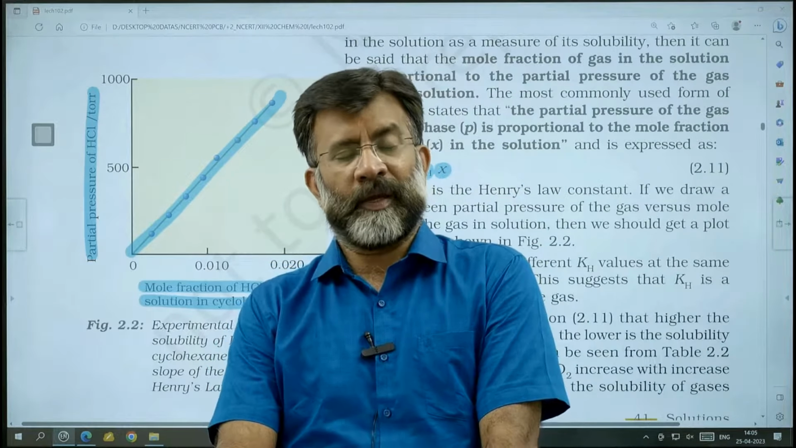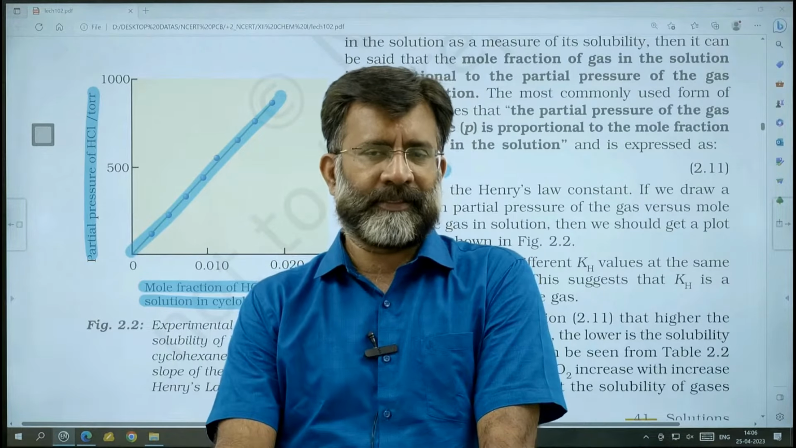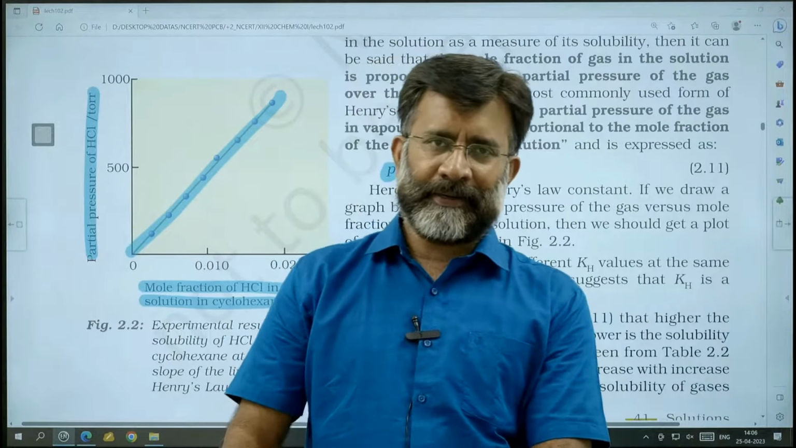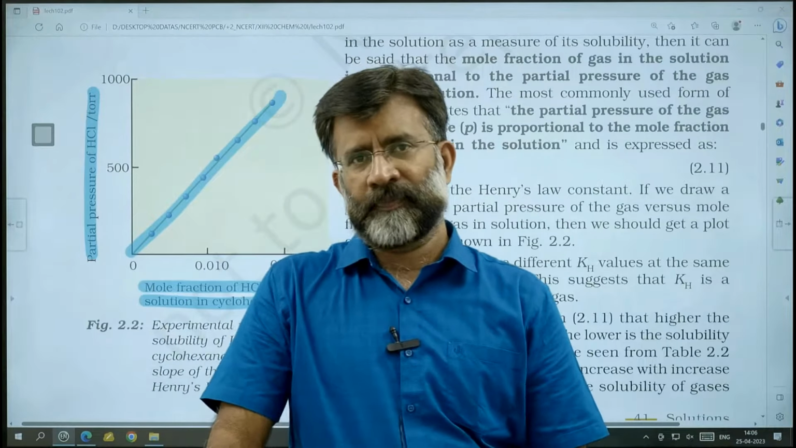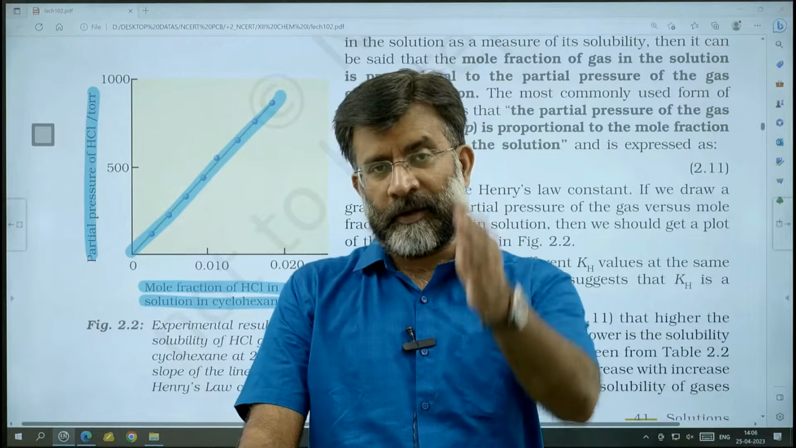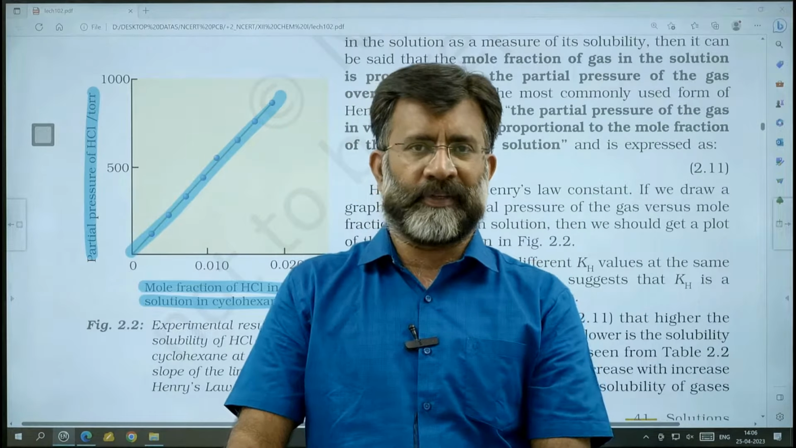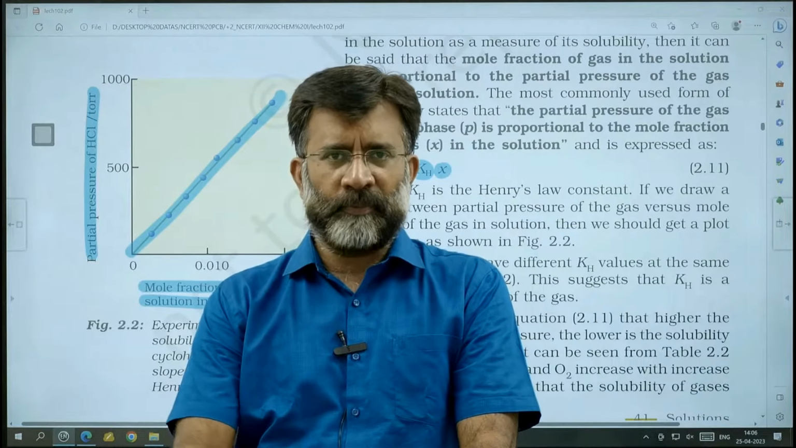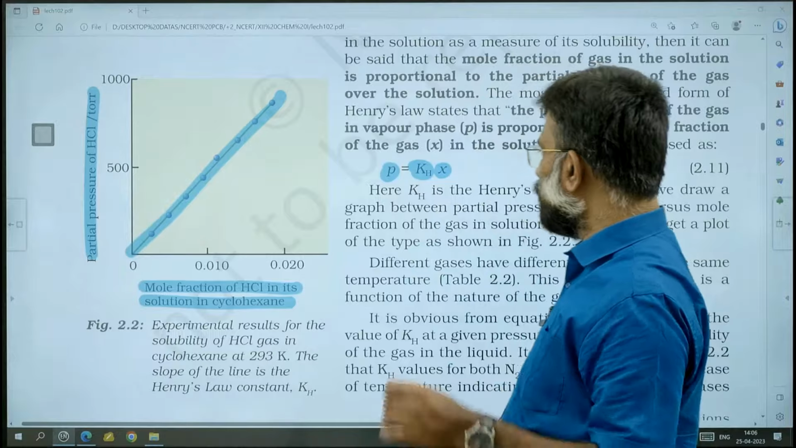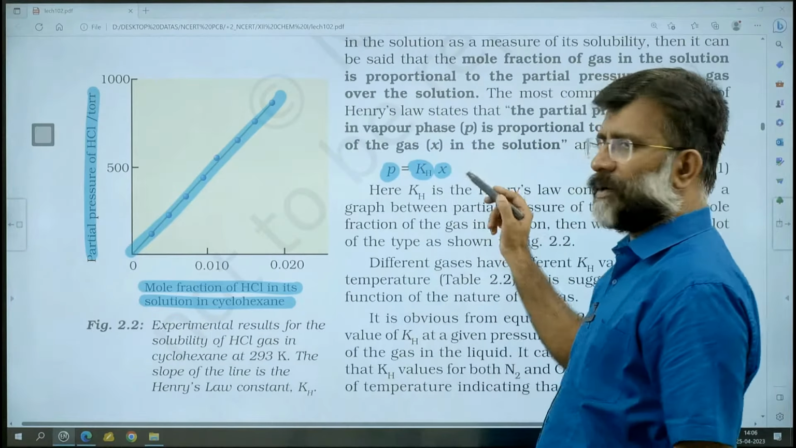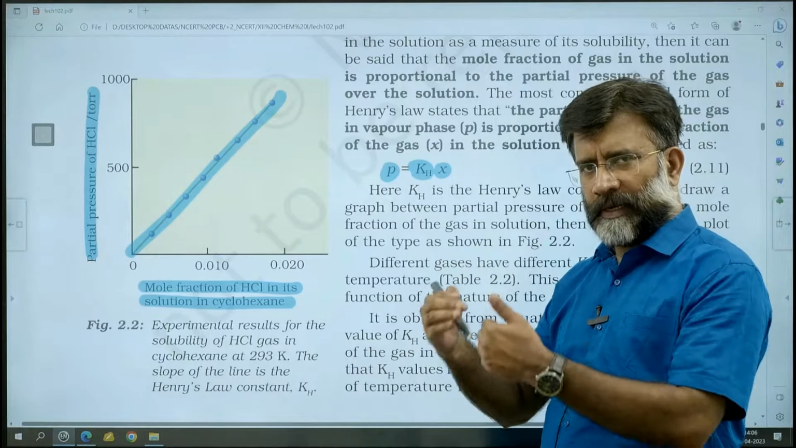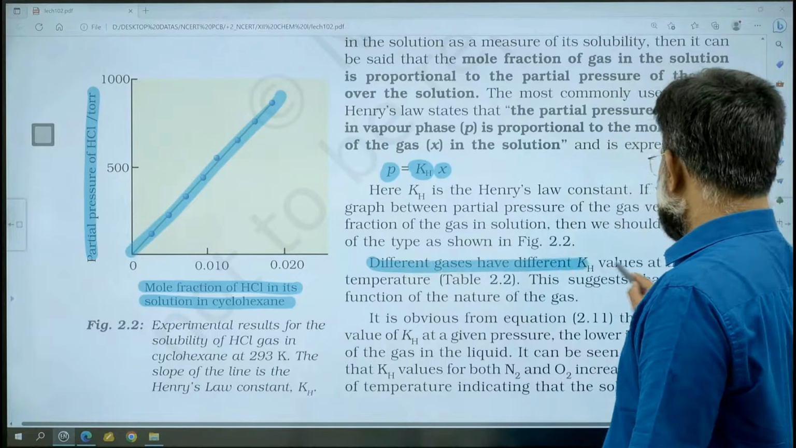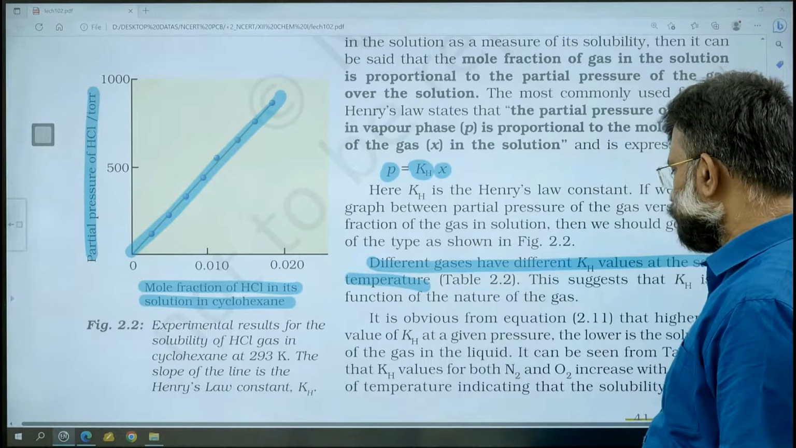Henry's law constant depends on the gas. For different gases, we can have different values of Henry's law constant. The greater the Henry's law constant, the lower the solubility of the gas. A gas with a higher Henry's law constant is found to be less soluble. It's very simple to understand: as this value increases, the solubility, the mole fraction X, has to decrease. So different gases have different KH values at the same temperature.